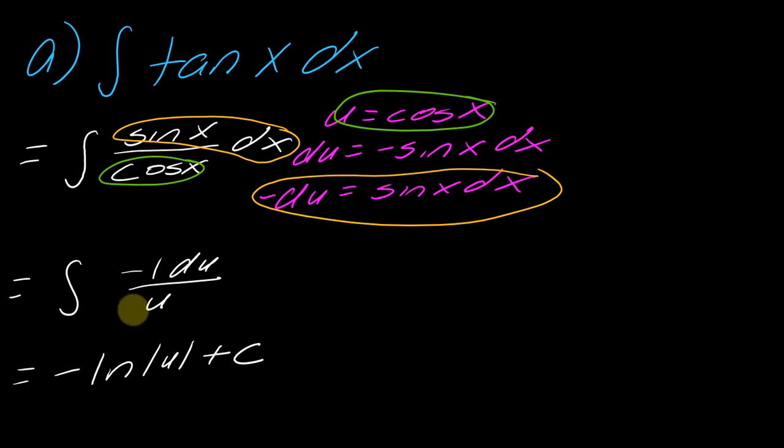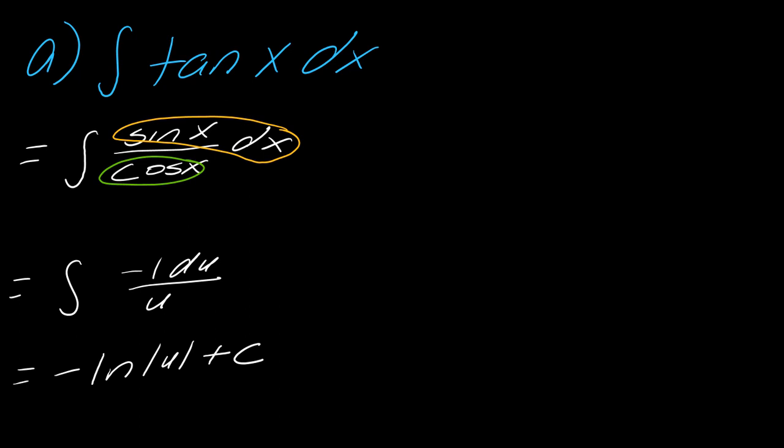Okay, so now what I have to do is replace my u. Let me clear this stuff off. And so now I'll just rewrite this as the negative natural log of cosine of x plus c. And so now we're actually going to manipulate this a little bit. Because this is negative, we can use what's known as the power rule. So I'll just state that real quick for you over here.